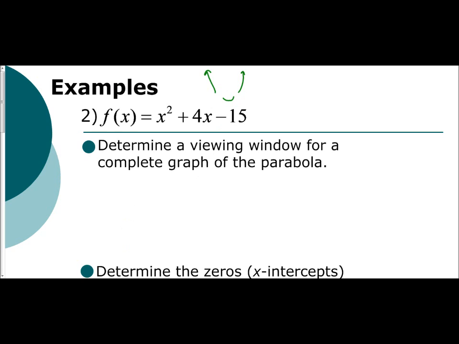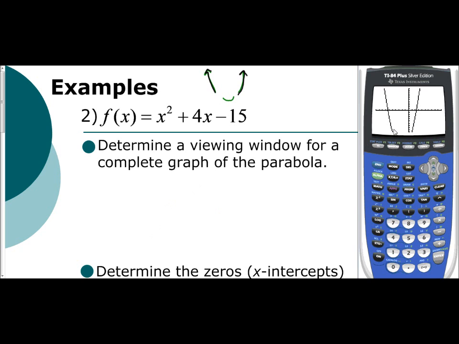Well, right now, looking at the calculator, I see this up and to the left part. I see this up and to the right part, but I am completely missing the vertex for it. So I need to lower my y min for this. My y max looks good, my x min looks good, my x max is fine. So when I go to window, I'm going to keep my x min and x max because I saw the left side and the right side perfectly. I saw the x-intercepts perfectly.